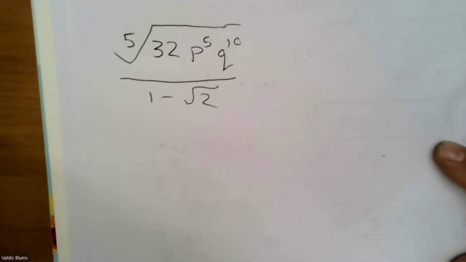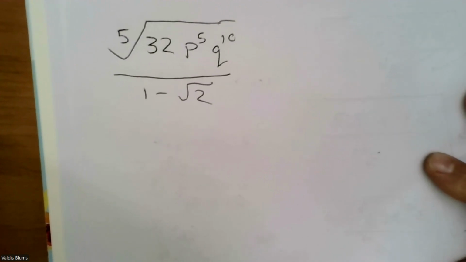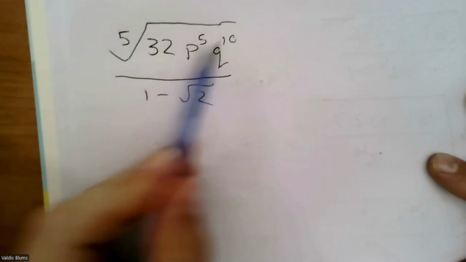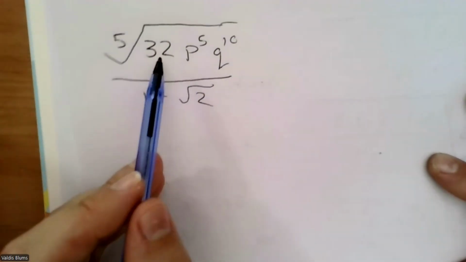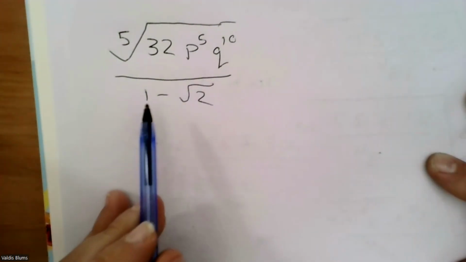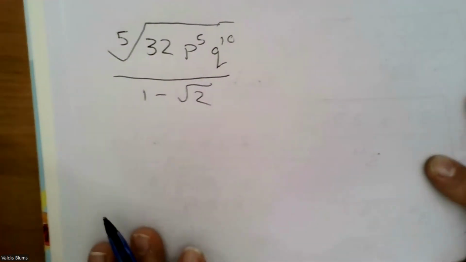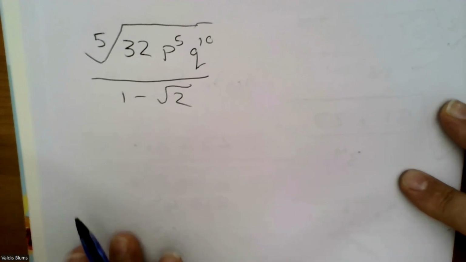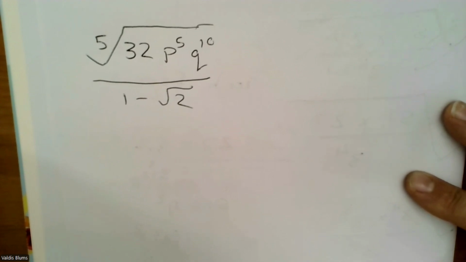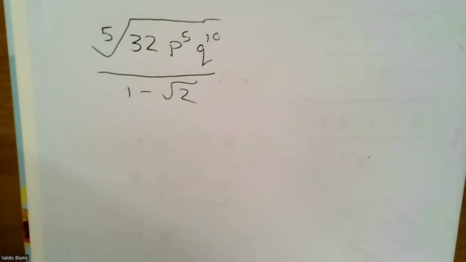Okay, here's our next question, and we'll make this one the last question for the Surds content. So we have a radical sign up the top. So the fifth root of 32 p to the 5 q to the 10 all over 1 minus square root 2. So have a go at trying to rationalize the denominator and simplify this question, and we'll come back to it. I'll give you 10 seconds to pause the video and give it a go.